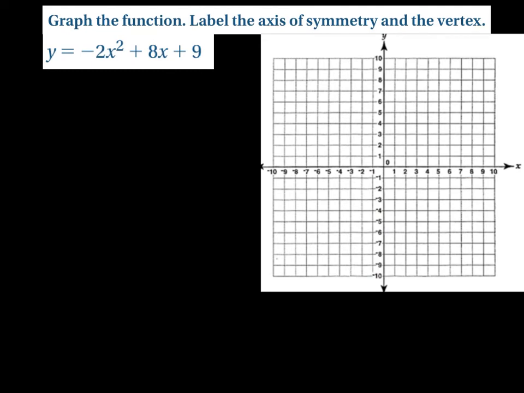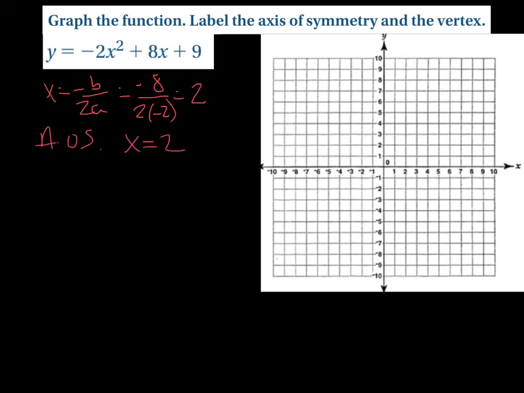Okay. So let's try another one. See if you can get this on your own before I go through and do the problem. So we're going to start with the opposite of b over 2a, which would give me negative 8 over 2 times negative 2. Negative 8 divided by negative 4 is positive 2. So my axis of symmetry is the line x equals 2.